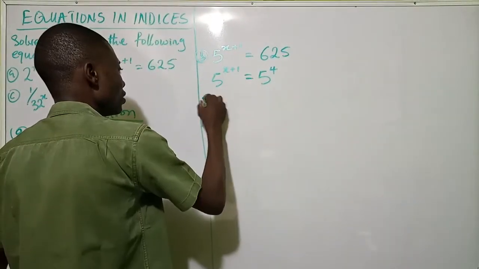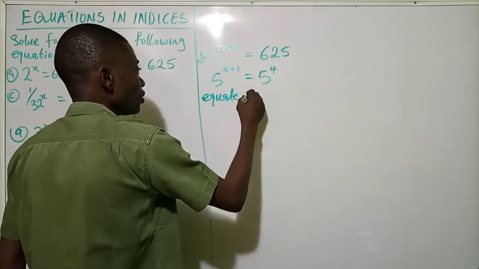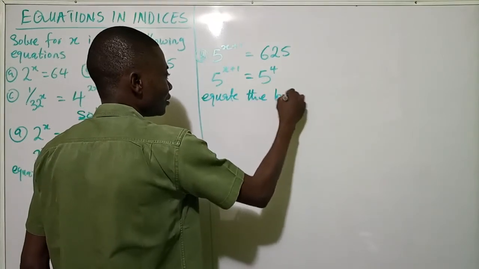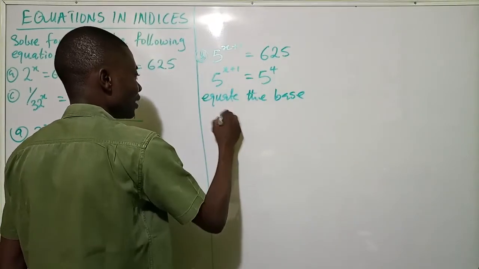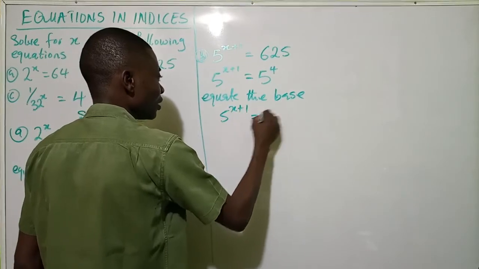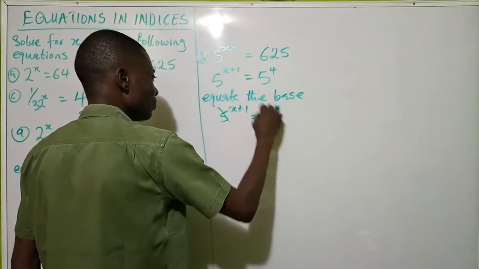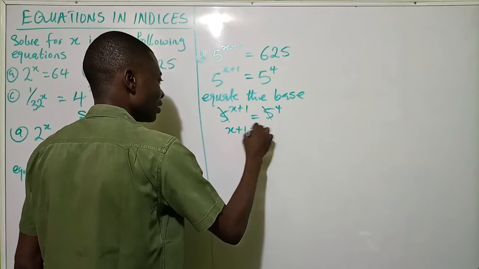Now what do we do here? We equate the base. These are the base. So we equate there. So 5 raised to the power x plus 1 equals 5 raised to the power of 4. So equating the base, x plus 1 equals 4.